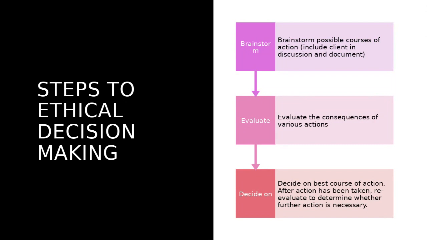Then you want to evaluate the consequences of various actions. So once you have a few things that you're deciding between, if I were to do this, what could be the possible outcome? If I were to take this step, what could be the possible outcome? So evaluate all those possible consequences and then decide on the best course of action. After that course of action has been taken, reevaluate and determine whether further action is necessary. So don't feel like once you've made a decision, you're tied into that decision. Always come back, reevaluate, and decide if you need to change course.